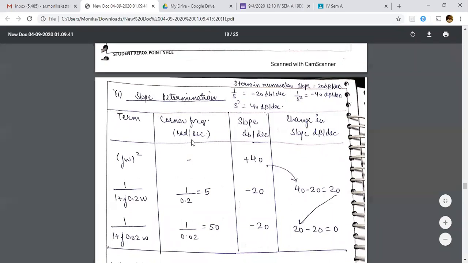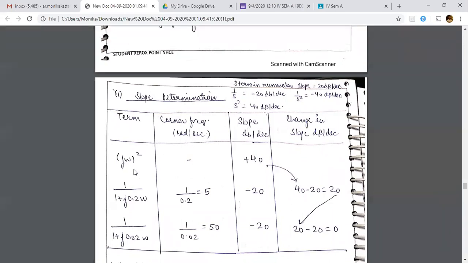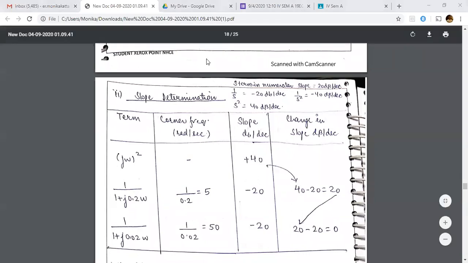order poles or zeros. So will you be getting any corner frequency for j omega square? Yes or no? No, ma'am. No. So I have written dash here. So corner frequency, which is in radians per second, is 1 upon T. This is 1 upon 1 plus sT. So the corner frequency is 1 upon 0.2. You got 5 radians per second. For this term, you have got corner frequency as 1 upon 0.02, which is 50 radians per second. The same thing what we have done, I have written in tabular form.